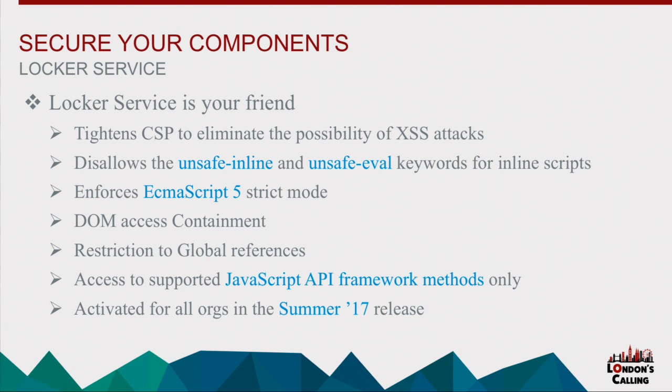And finally, because Aura is open source, you can just look at the source code and see all of the methods, and you can say, oh, I want to call that method or this method, even though it's not part of the official API. So Locker Service puts a stop to that. It only supports the API framework methods. So if you try to call a method that's not part of this, it will break your application.